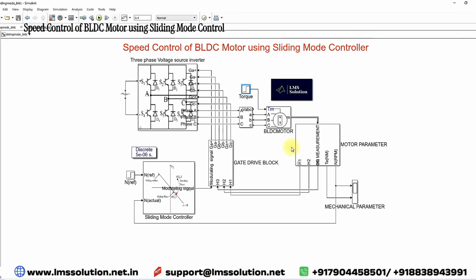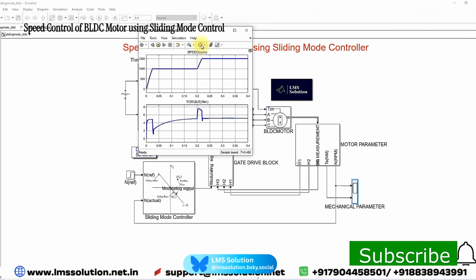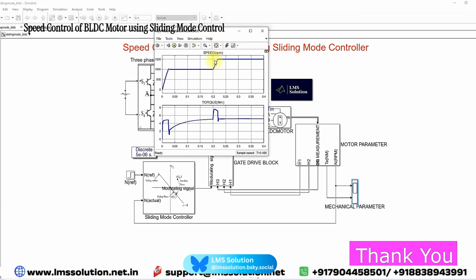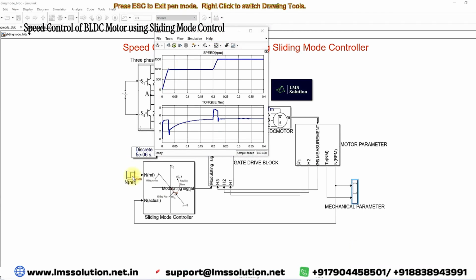I am going to simulate this model and then check the result of the speed. Here you can see that this is a variation of the speed. The initial speed we fixed at 1000 rpm. So here you can see that the speed of the BLDC motor is maintained at 1000 rpm. After 0.2 seconds, we are changing the speed to 1500 rpm. Because of changing reference speed, you can see that the actual speed of the motor changed from 1000 to 1500 rpm without any overshoot. So I am going to zoom this a little bit.